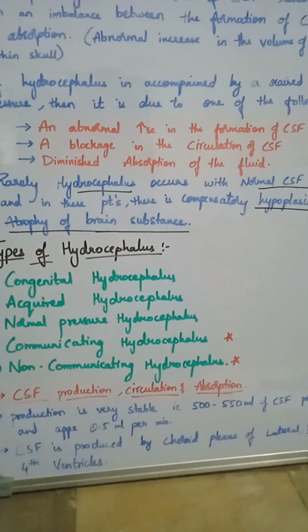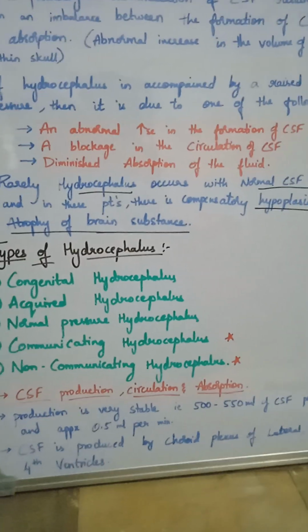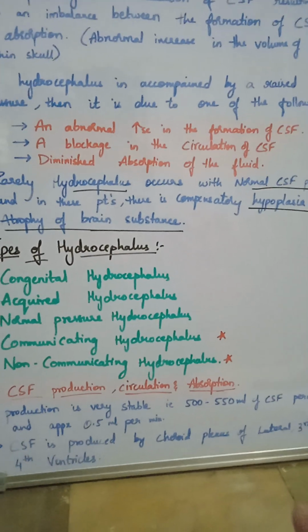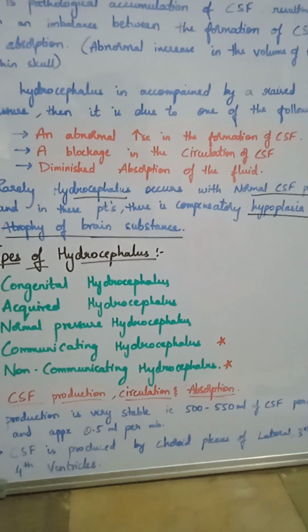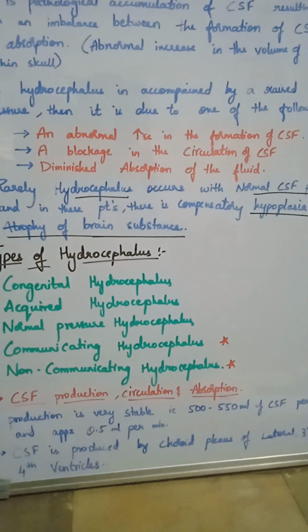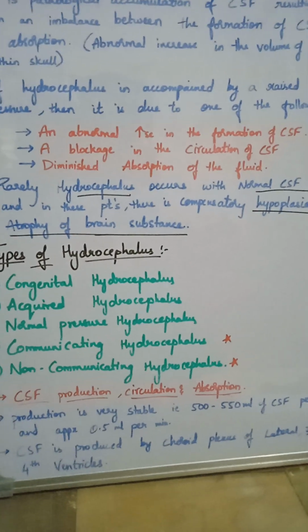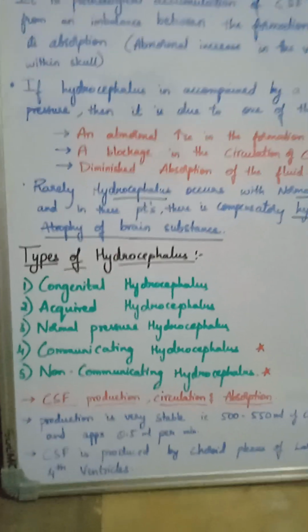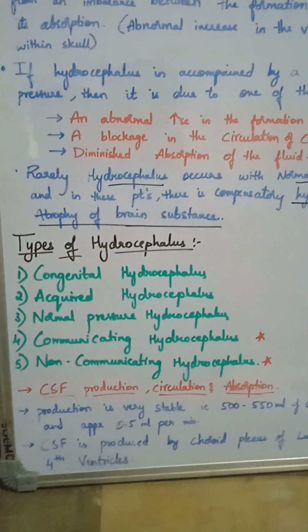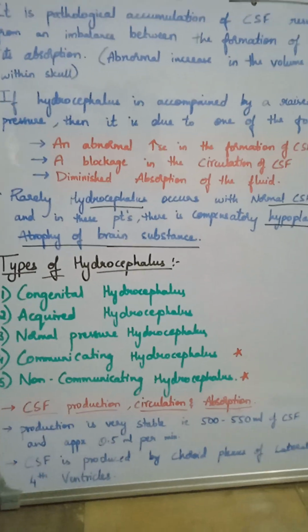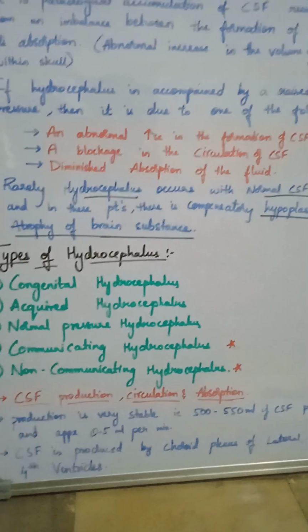If there is an instability, it means that there is an abnormality. So in the case of the production of the CSF also, there will be a normal production. Thus the production will be very stable, that is 500 to 550 ml of the CSF is produced per day, and approximately 0.5 ml of the CSF is produced per minute. If there is an imbalance, obviously it will lead to hydrocephalus.